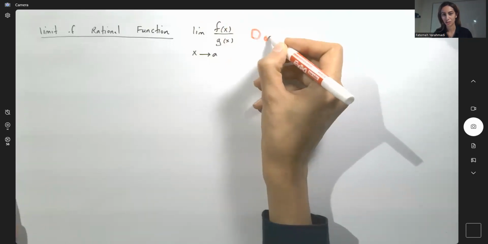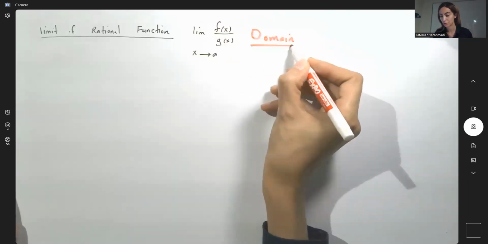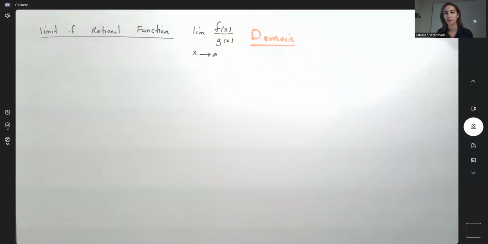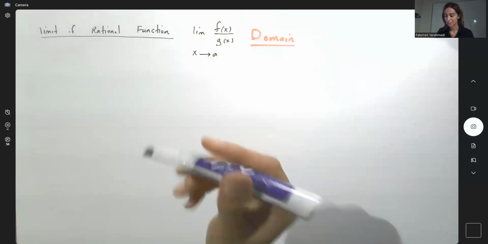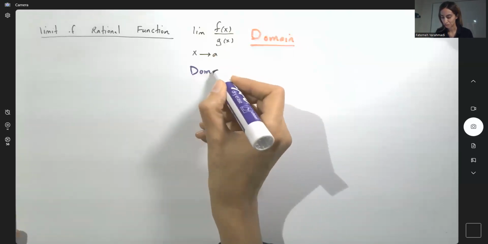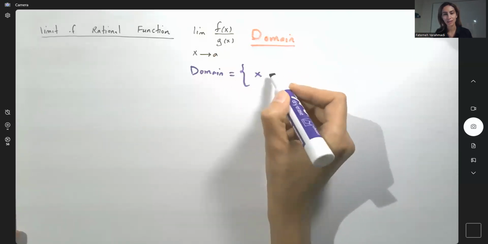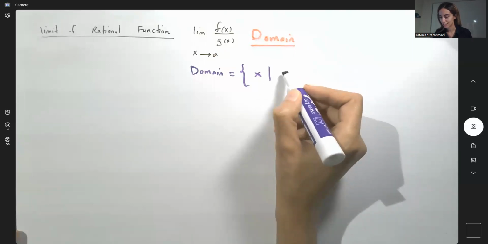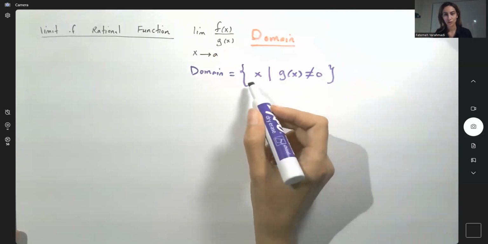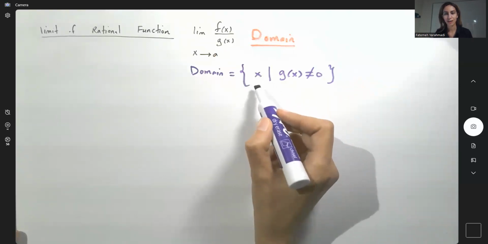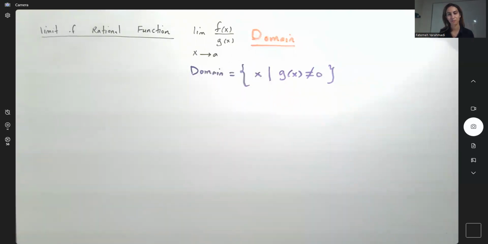The domain of the function is the very first characteristic, the very first property that you need to focus on. Don't skip finding the domain. The domain of a rational function is defined as the set of all x values, real values, such that g of x is not 0. So you're accepting x values, real values, that don't make the denominator 0.